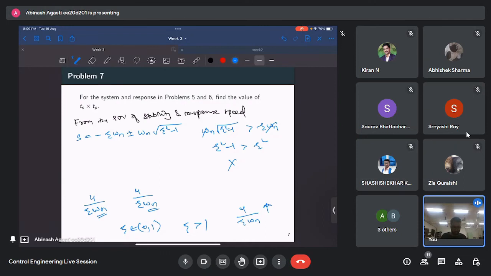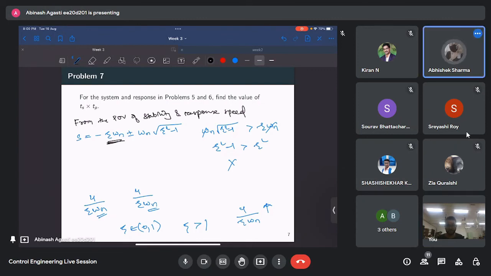Yeah, okay. So we have come to the conclusion that overdamped and underdamped both systems will be stable, because the real part is negative. And response speed, you can find out using the settling time formula, you can see that as the damping ratio decreases, the settling time will increase. So is this clear, whatever we discussed now?